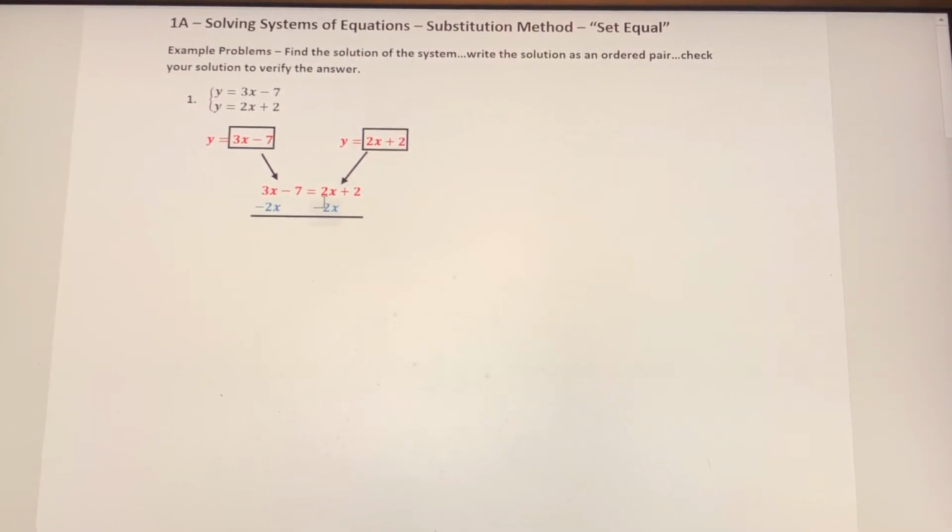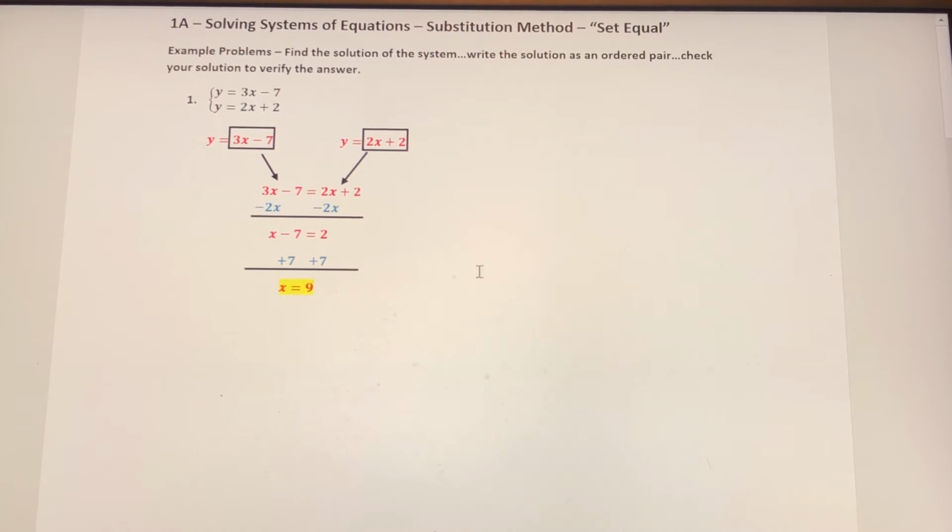And I'm going to simplify. So the 2x on the right side cancel out. On the left side, I'm left with x minus 7. On the right side, I'm left with 2. And I want to get x by itself, so I'm going to add 7 to both sides. So I get x equals 9.